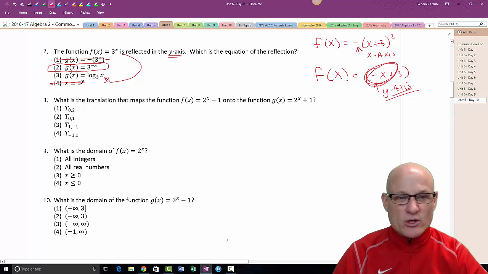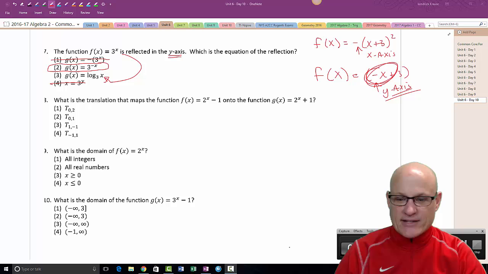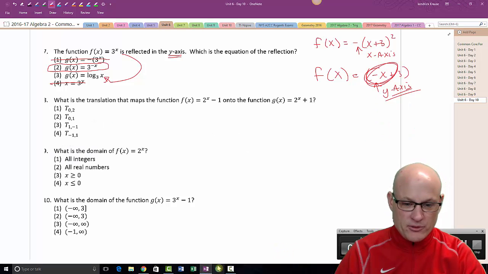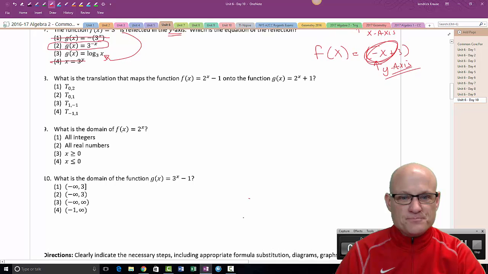But let's say you weren't sure. What could you do? Oh, you could graph it. That's a great idea. Oh, sorry. I had to reboot my computer and I forgot to start my calculator. So we'll start it. I'll get back to it. Let's take a look at this next question.